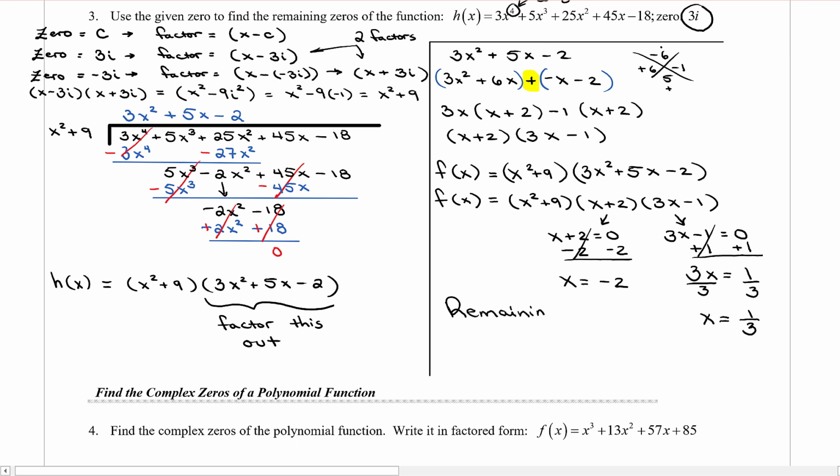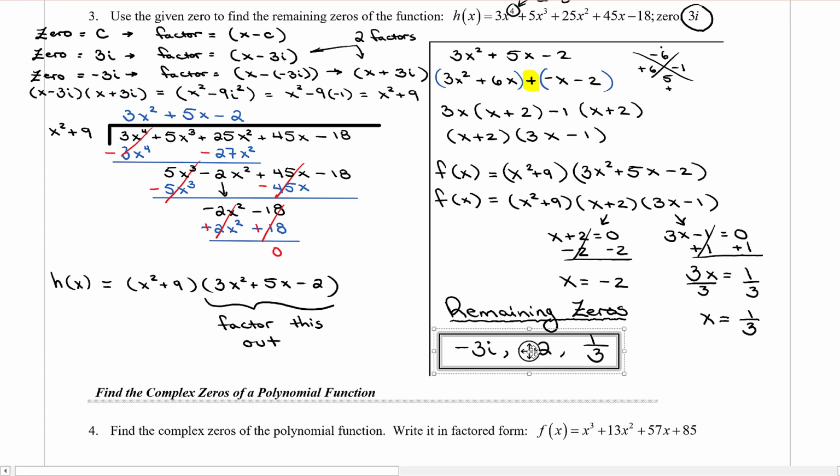The remaining zeros, the ones that weren't given to me, are going to be basically that negative 3i, the complex conjugate of the one that was given, negative 2, and 1/3. Let's go ahead and box that answer in, and we're done with this one. Good job, you guys. All right, number 4.